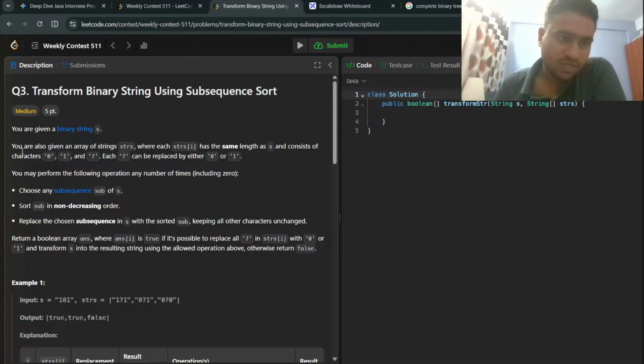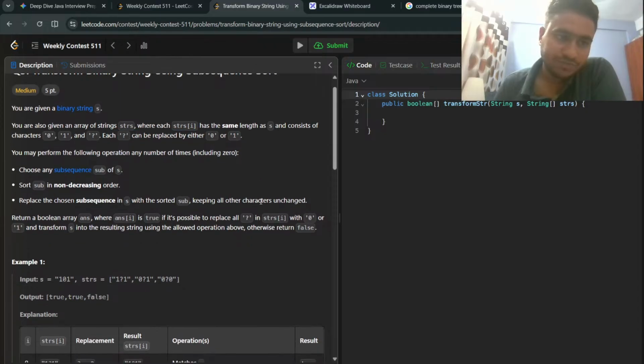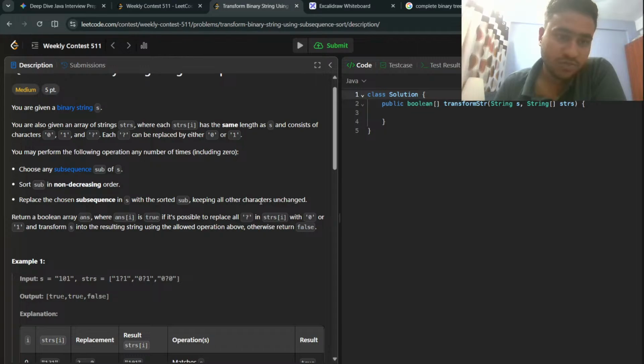You are given an array of strings strs where each string has the same length and consists of characters 0 and 1, and the question mark is also included. Each question mark can be replaced by either 0 or 1. You may perform the following operation any number of times including 0. Choose any subsequence of S.